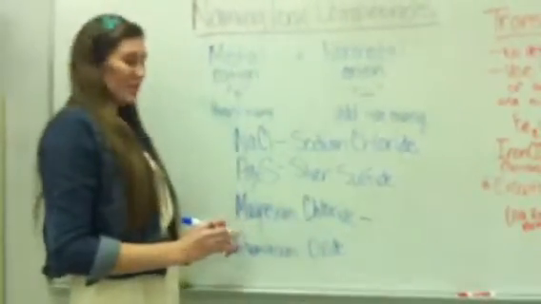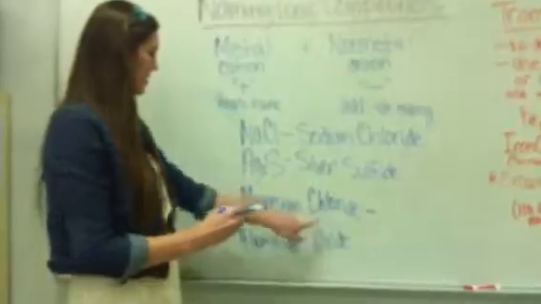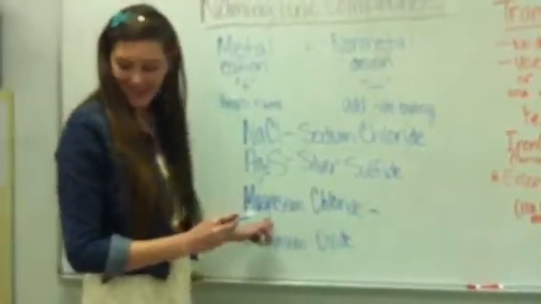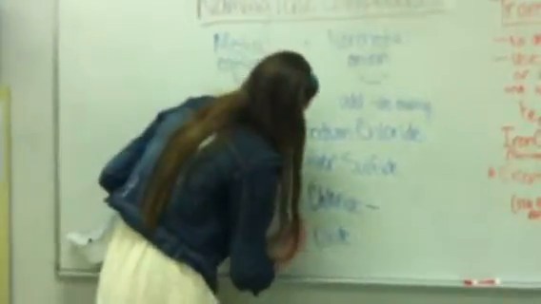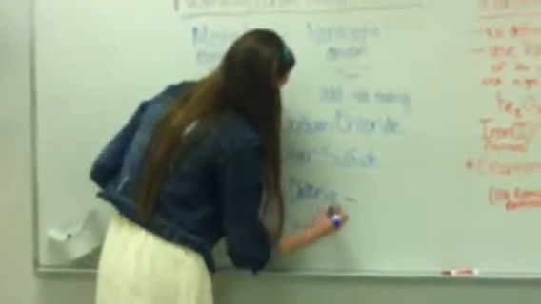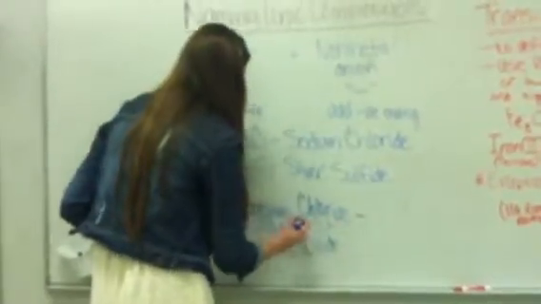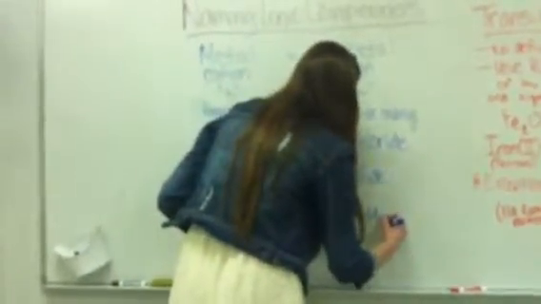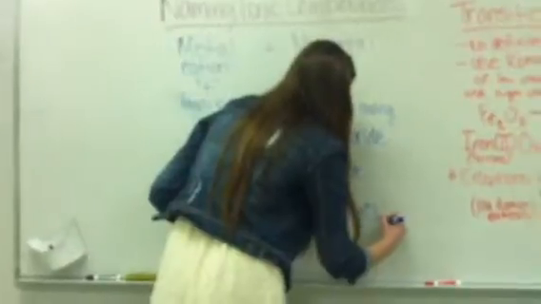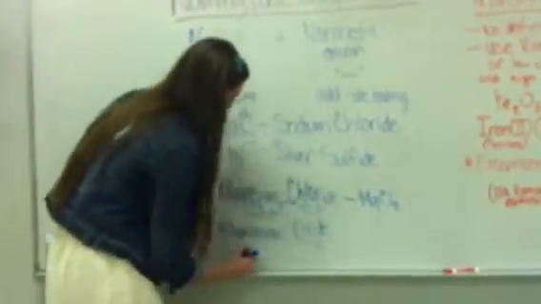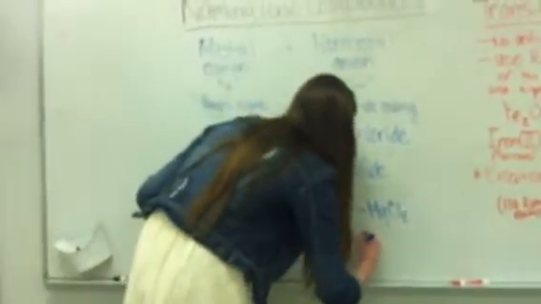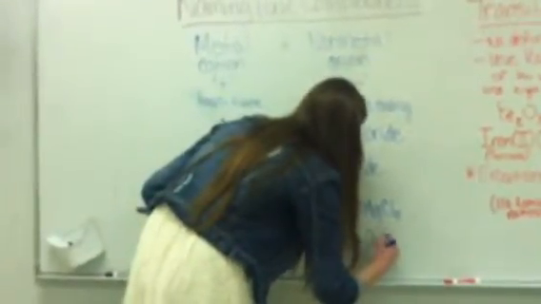And then whenever you're given the name, you're going to take the charges. So magnesium has a 2+ charge, and chlorine has a -1 charge. And then you're just going to flip them whenever you write the formula. So you're going to have MgCl2. And then on this one, oxide has a -2 charge, and aluminum has a +3 charge. So it's going to be Al2O3.